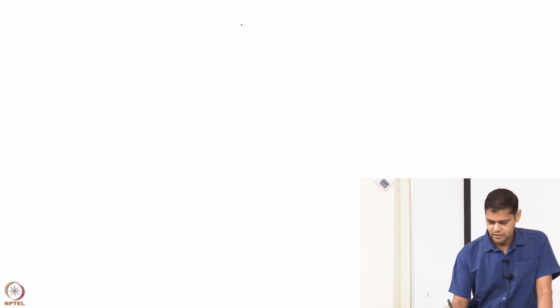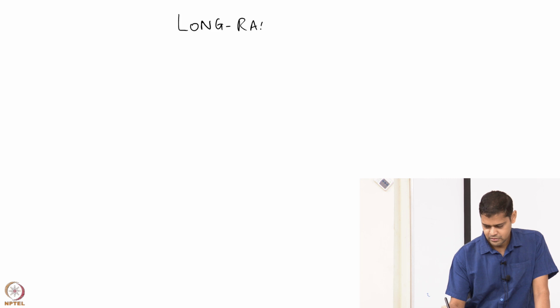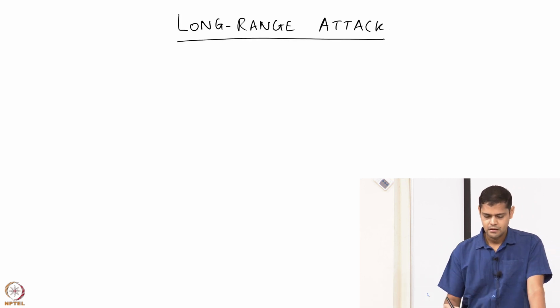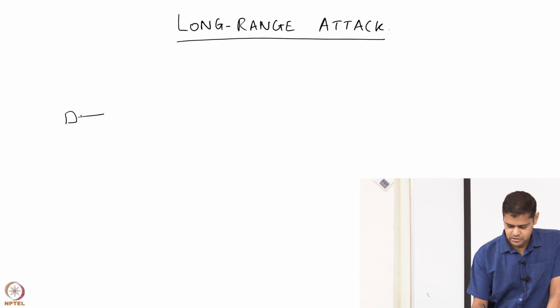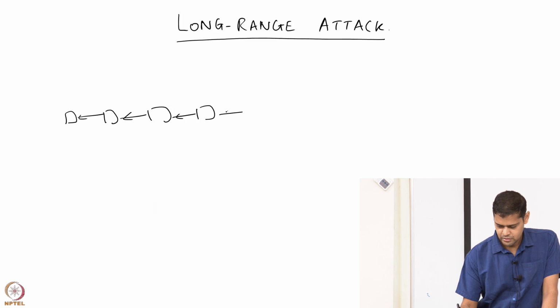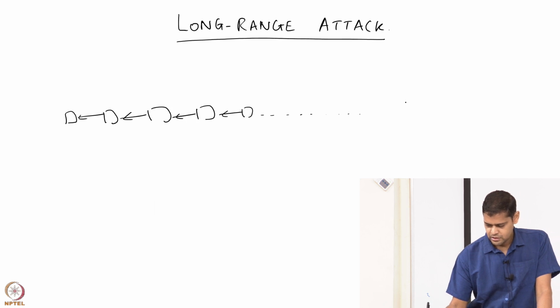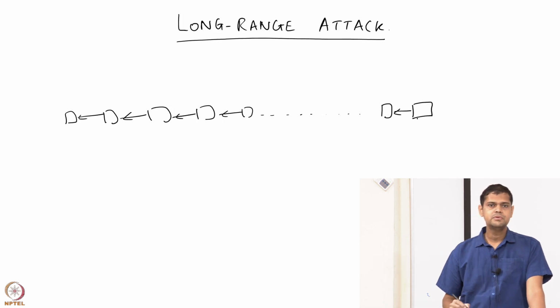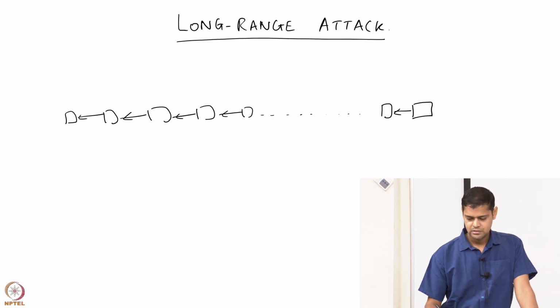So something called a long range attack. So this is, let's say, my blockchain. Let's say there are thousands and thousands of blocks. And suppose this is Satoshi's blockchain. So consider a proof of work blockchain.